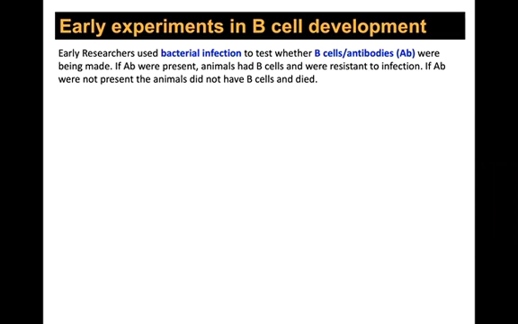Now, the question really was, what do these cells do? Remember, they're small, unremarkable cells, and so it wasn't clear what their job was. And so early scientists used infection to test whether antibodies were being made. They would take out an organ and ask, is that animal susceptible to infection? If it's resistant, they were still making B cells, and so that wasn't the organ. But if they were susceptible to infection, that meant that they didn't have B cells, and therefore the B cells were coming from whatever organ they took out.